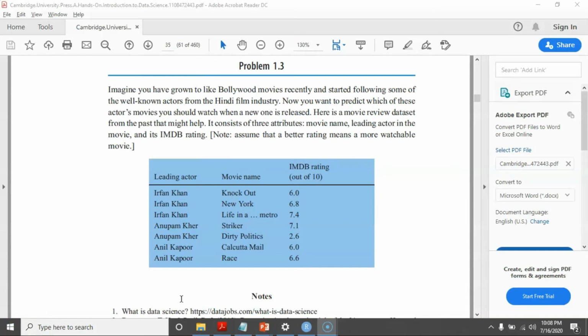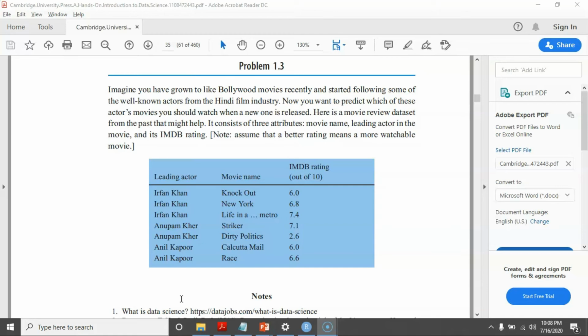So problem 1.3. What is problem 1.3? Let me read. Imagine you have grown to like Bollywood movies recently and started following some of the well-known actors from the Hindi film industry. Now you want to predict which of these actors' movies you should watch when a new one is released. Here is a movie review dataset from the past that might help.